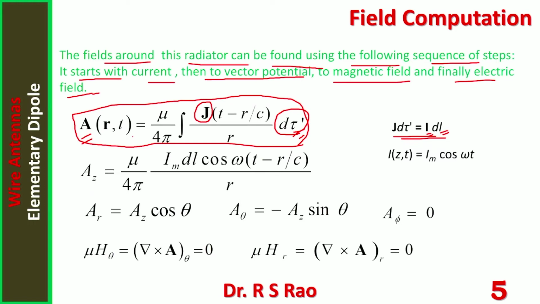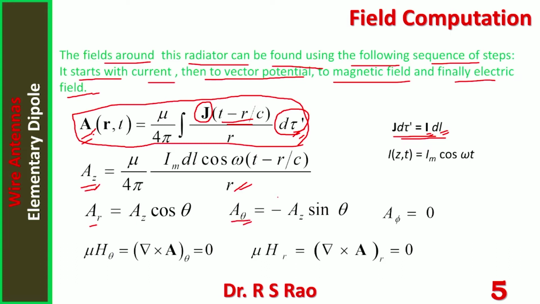ordinary current, linear current. When we adopt that relation to the present situation, we get Az, the z component of A. A is a vector. Here, the z component Az in the present case is mu by 4 pi. I, we know, is Im cos omega t, but in place of t, we have to place retarded time. Then we will be getting mu by 4 pi Im dl cos omega (t minus r over c) by r. This is Az. Az can be resolved into two components, r component and theta component.